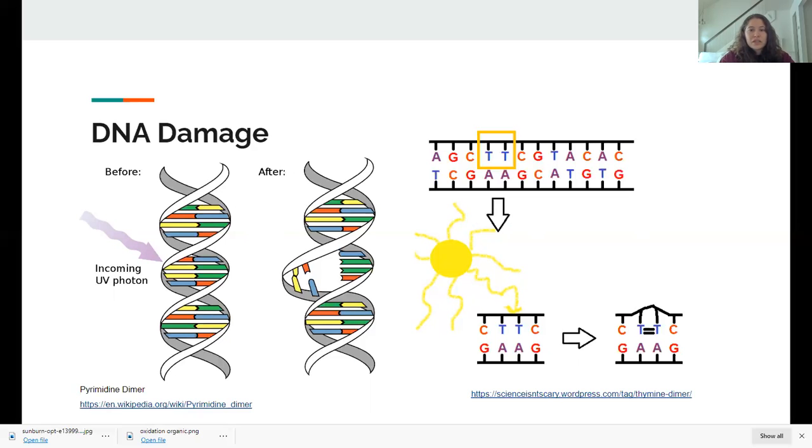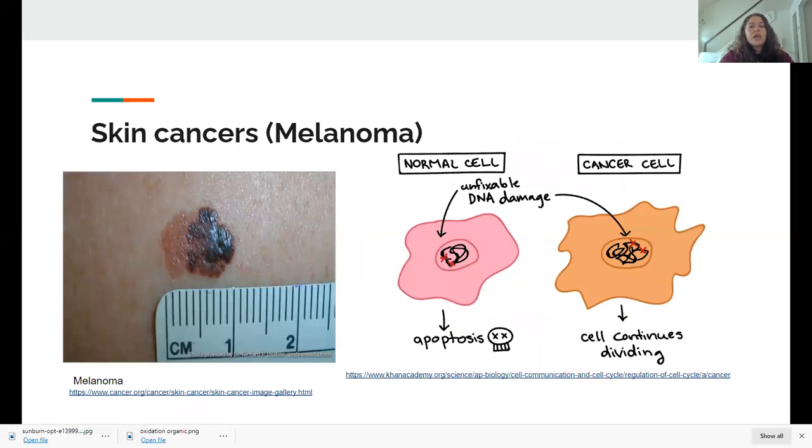Now, if a cell doesn't undergo apoptosis, it will continue dividing even if it's mutated. Now, when mutated cells continue dividing, it will cause a tumor. So when these mutated cells are dividing, this is what causes the skin cancers or melanomas.